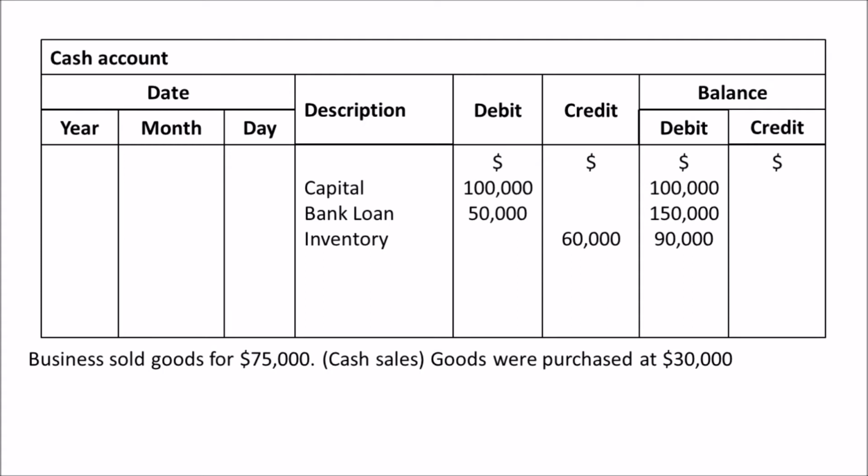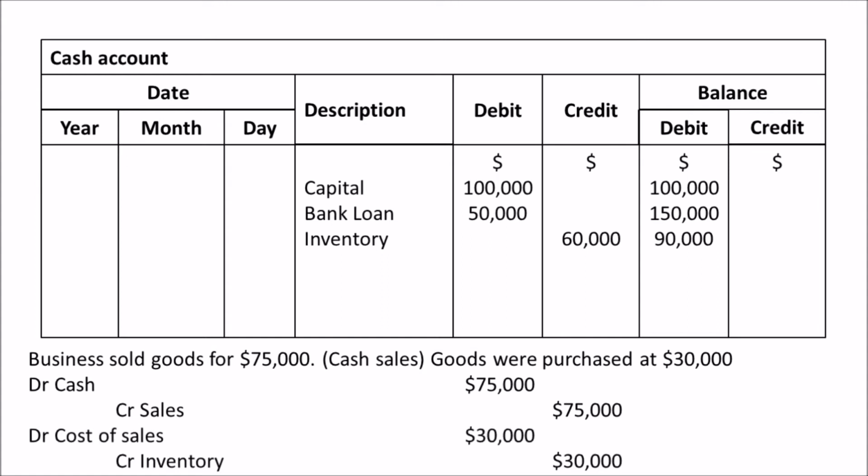After purchasing the inventory, the business sold it to a customer for $75,000. This is a cash sales, so cash is received upfront. The goods sold were purchased at $30,000. First, the business received cash from the customer by making a sales, so cash and sales will increase. We debit cash and credit sales by $75,000. Next, inventory level will decrease because some goods were sold. When goods were sold, we will recognize an expense called cost of sales. We will debit cost of sales and credit inventory by $30,000.